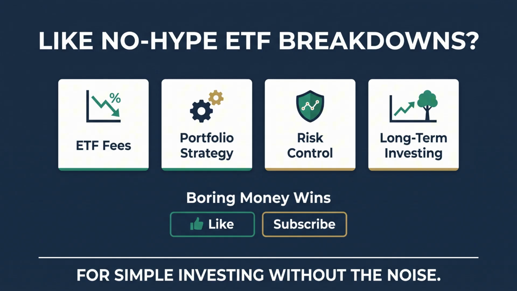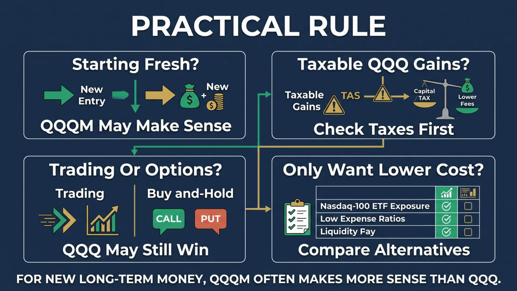Now let's turn this into a practical decision. If you are looking at QQQ and QQQM today, what should you actually do? Here is a practical way to think about it. If you are starting fresh with new long-term money, QQQM often makes more sense than QQQ. You get very similar Nasdaq-100 exposure with a lower expense ratio.